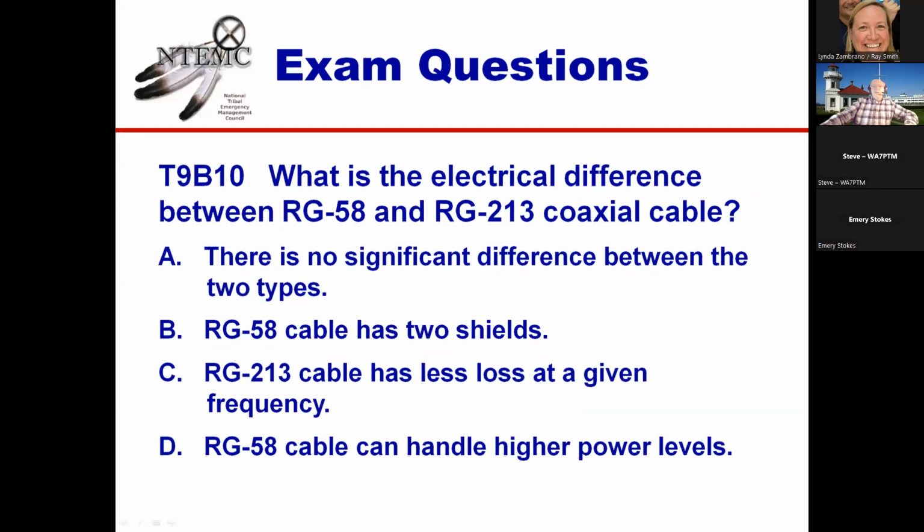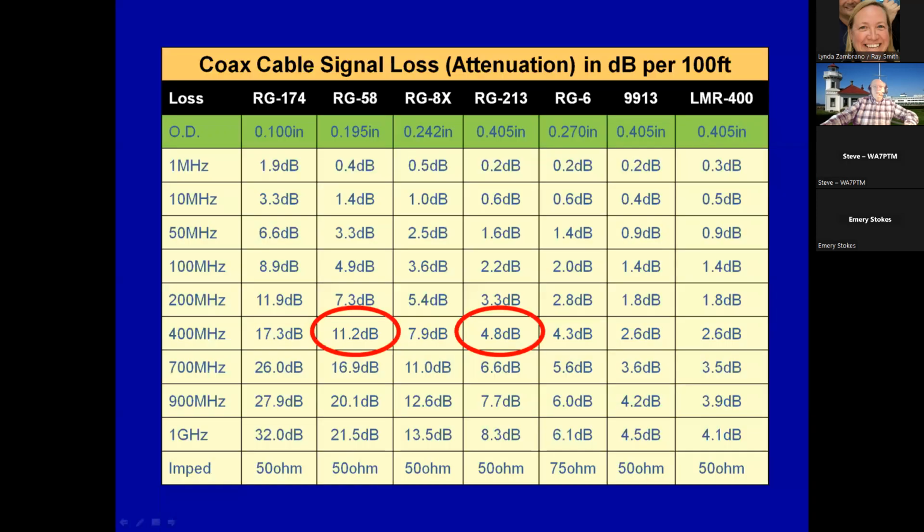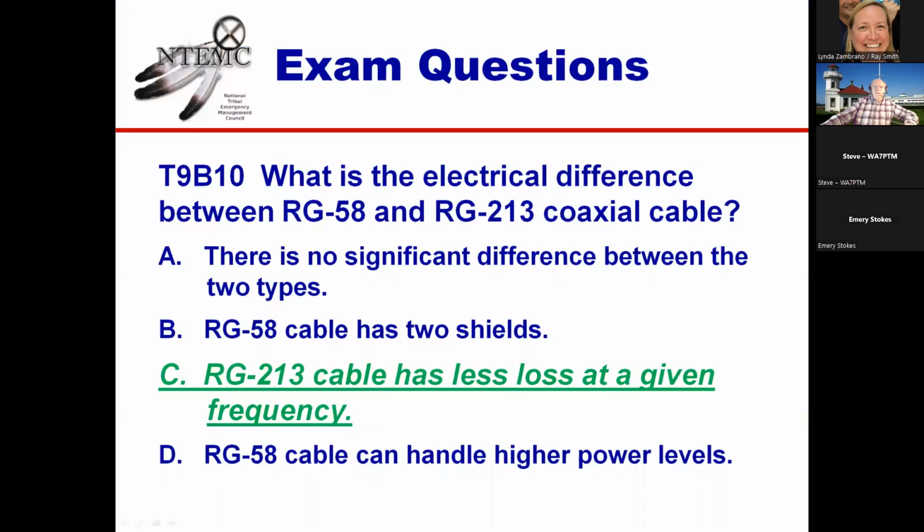What is the electrical difference between RG58 and RG213 coaxial cable? Well, you'd have to think back to the chart, which we looked at before. RG58, RG213, you can see the differences in their loss, right? So RG213 has less loss than RG58. Less loss at a given frequency.